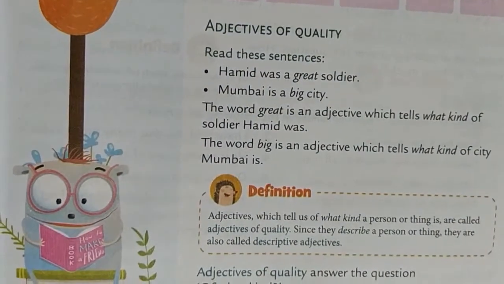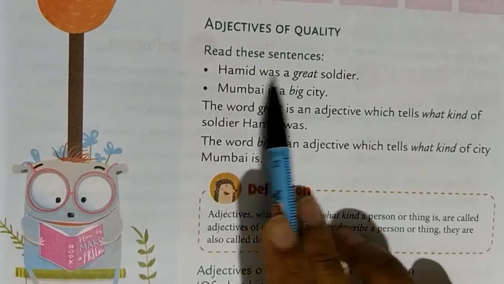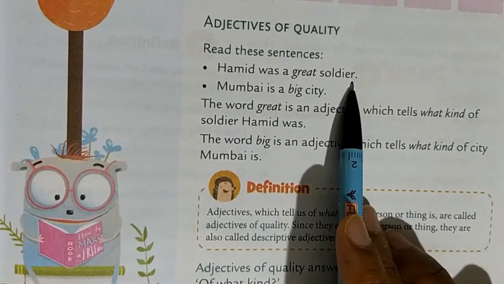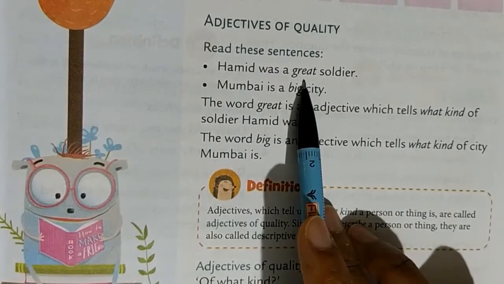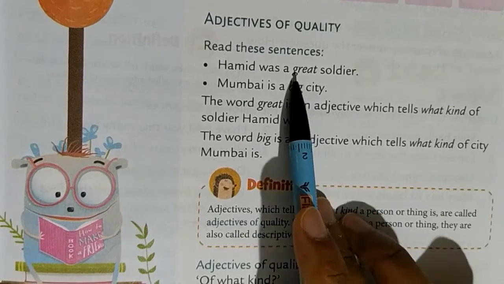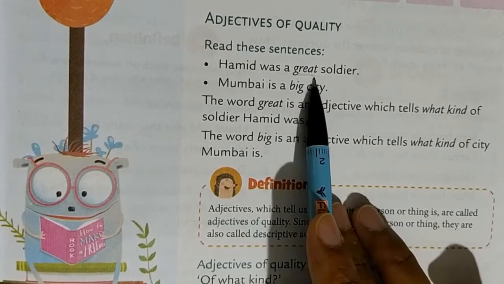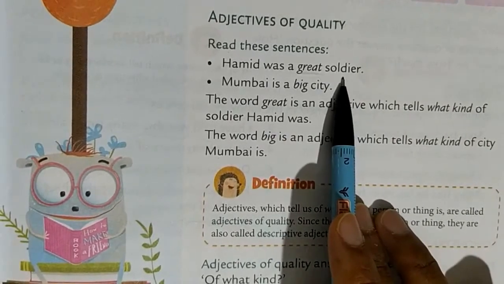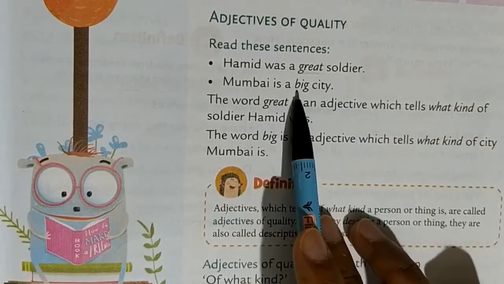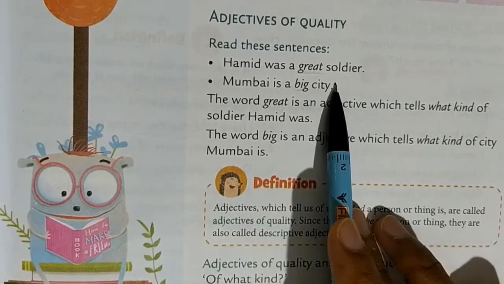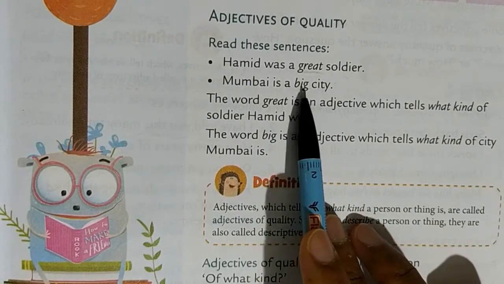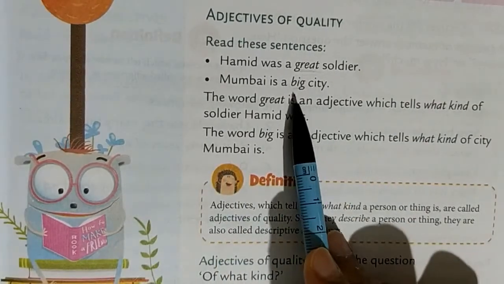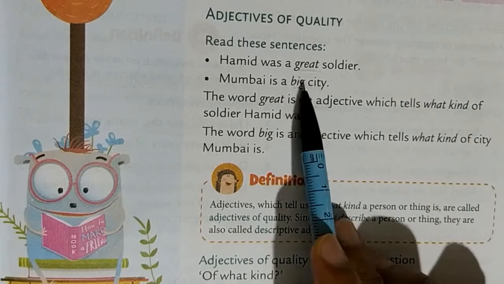See, an example of adjective of quality: Hamid was a great soldier. Hamid was a soldier, we know, but what kind of a soldier was he? He was a great soldier. Here the word great is showing the quality of the soldier. Mumbai is a big city. Mumbai is a city, we know, but what kind of a city is it? It is a big city. Understood? Here the words great and big tell you the quality of the noun.